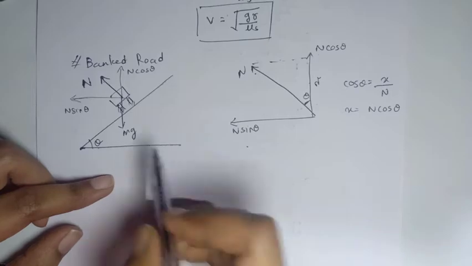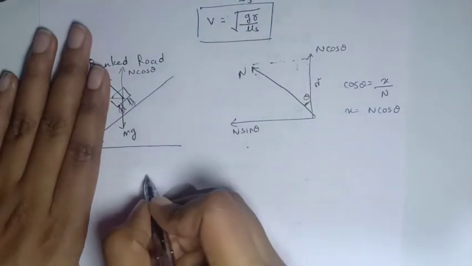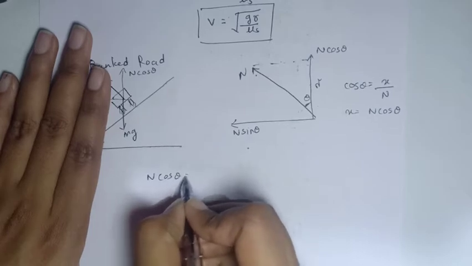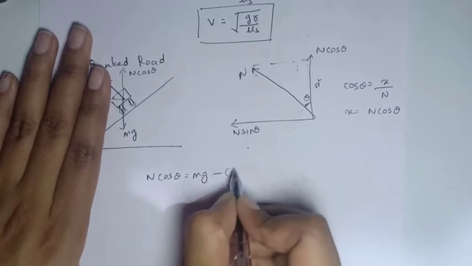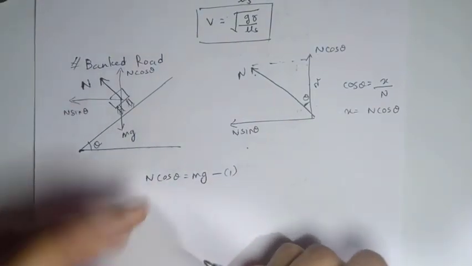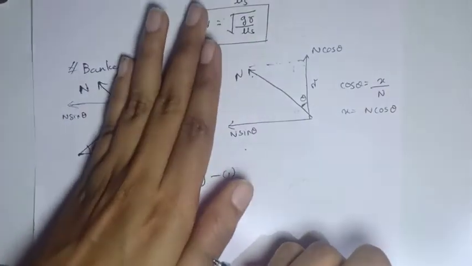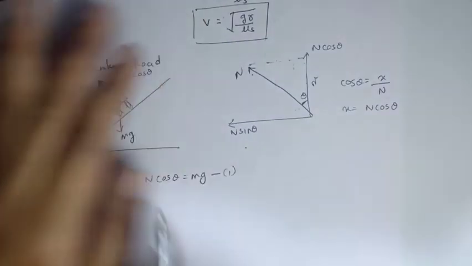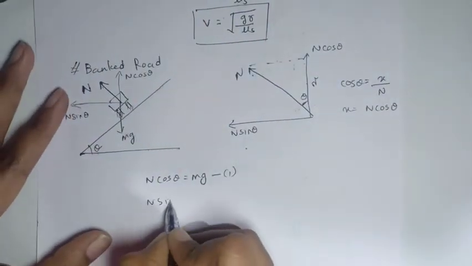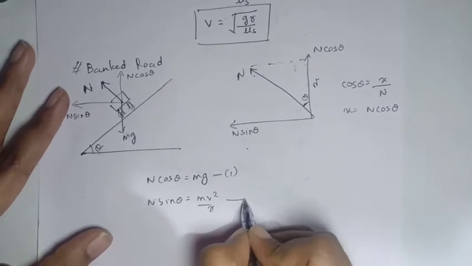So first, the weight balancing forces will be vertical. Here you will find N cos theta equals mg. This will be equation number 1. And second, the centripetal force providing forces, which are horizontal, because it will follow this. This will be given by only N sin theta. So it will be given by N sin theta equals mv square by r.